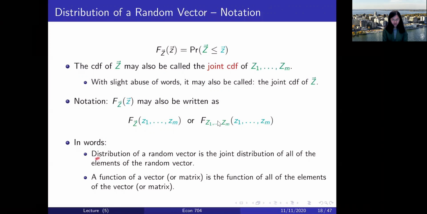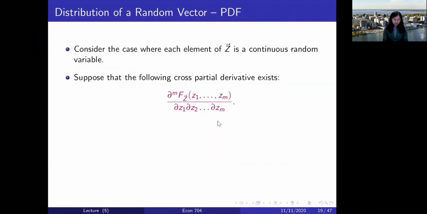So in words, distribution of a random vector is the joint distribution of all of the elements of the random vector. And a function of a vector is the same as the function of the elements of that vector. Okay, so a function of a vector is basically the function of all of the elements of that vector. There is no real distinction between the two concepts. All right, so that's CDF for random vectors.